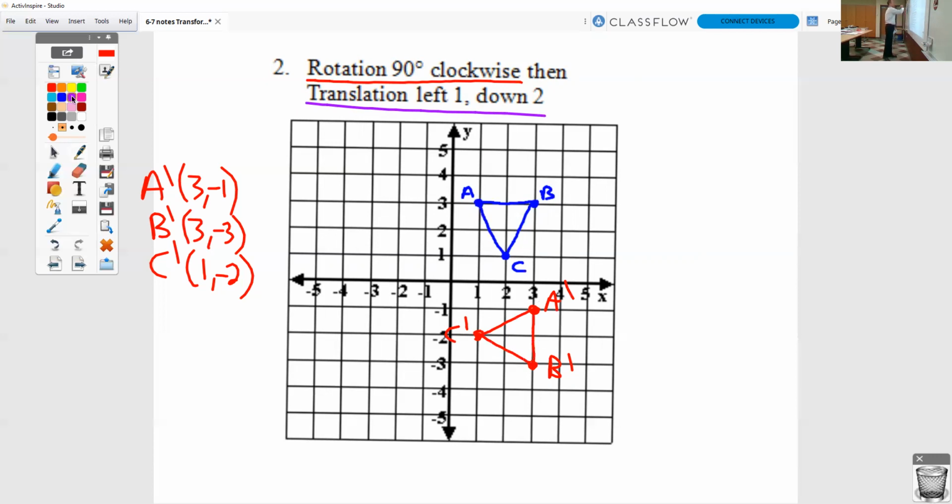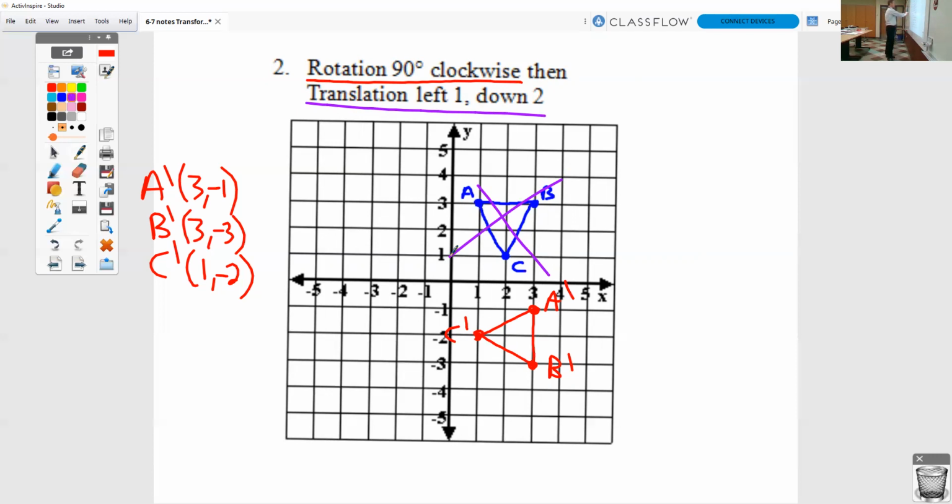So I did the first thing. I did the rotation of 90 degrees clockwise. Now I want to do a translation of left 1, down 2. I'm not using this shape. I have to use my prime shape to do my double prime shape.